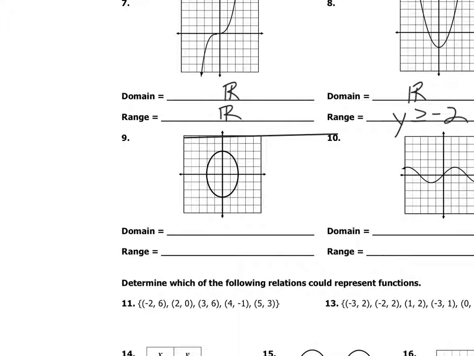Get my lightsaber out again, and if we're looking for domain, it looks like we don't touch anything until we get to -2, and then we keep touching things until we get to 2. So your domain is going to be between -2 and 2. And for y, if we get our line here, it looks like we don't touch anything until we get to -3, and we keep touching until we get to +3. So your range is going to be between -3 and 3.